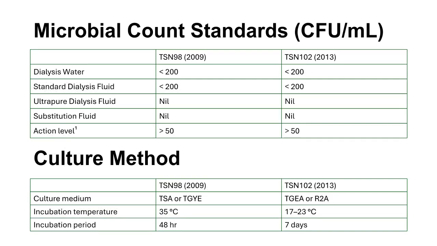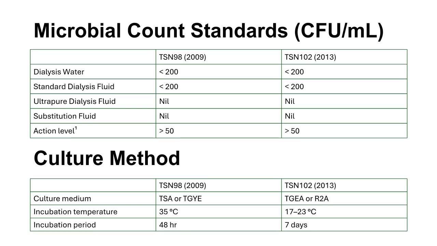For dialysis water quality, we follow microbial count standards. Both TSN98 and TSN102 set the same limit. Dialysis water and standard dialysis fluid should be under 200 CFU/ml. For ultrapure dialysis fluid and substitution fluid, the expectation is zero growth, meaning no bacteria detected. And if the microbial level is over 50 CFU/ml, that reaches the action level, which means we must check the system and take corrective action.